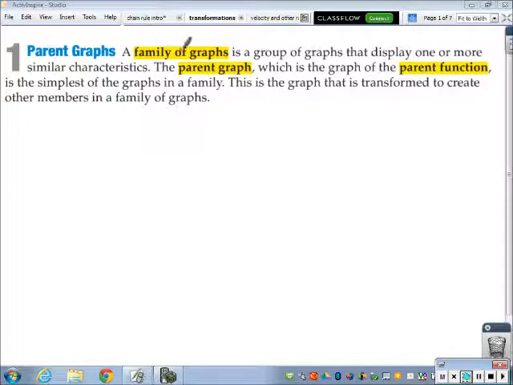According to your textbook, a family of graphs is a group of graphs that display one or more similar characteristics. The parent graph, which is the graph of the parent function, is the simplest of the graphs in a family. This is the graph that is transformed to create other members in a family of graphs. So basically we start with that function and then we transform it in some way to create the other members in the family of graphs.